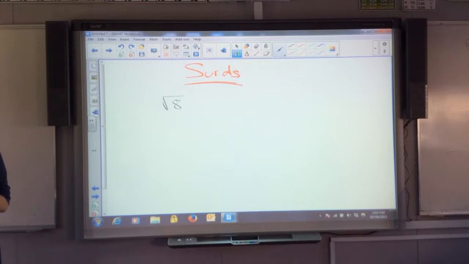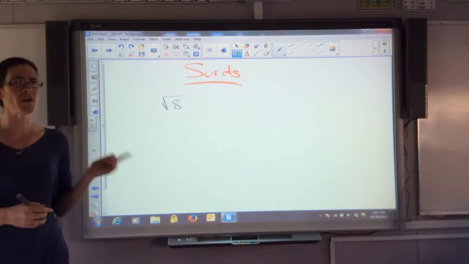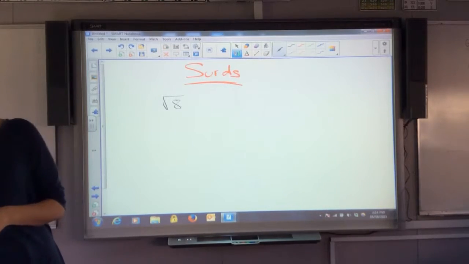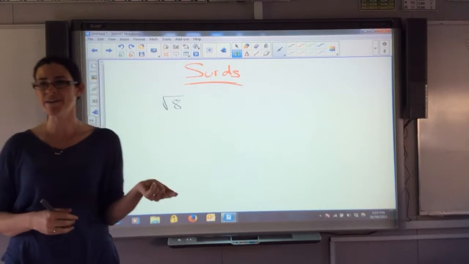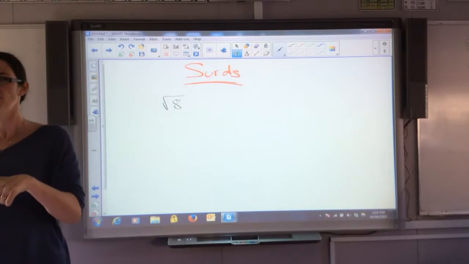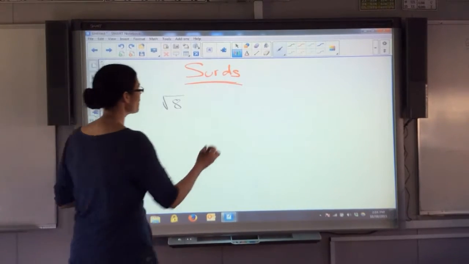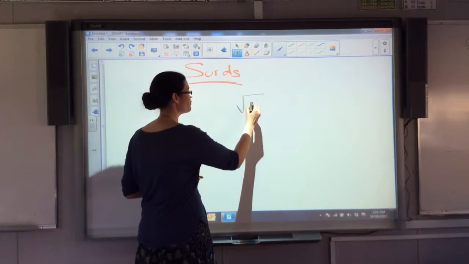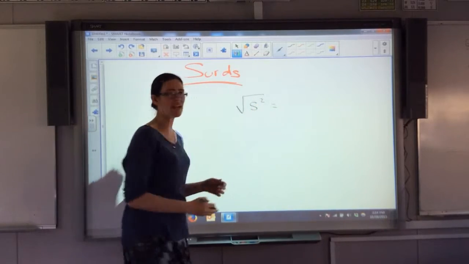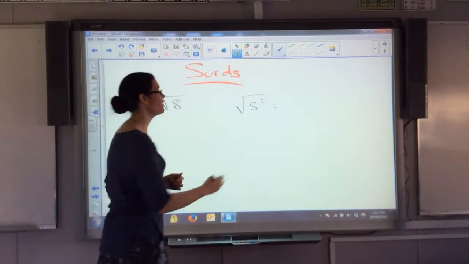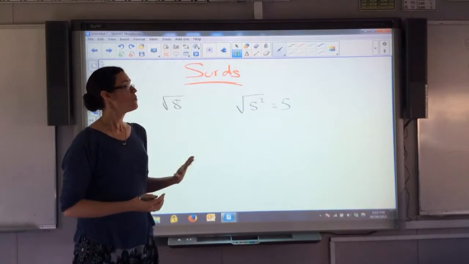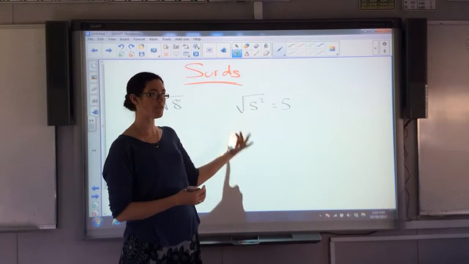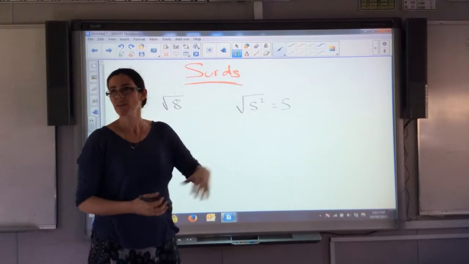Now, there's something that we know about square roots. Square roots are the opposite of what? Squaring. So if I have a number and I square it and then I square root it, I get the same number back again. So if I had the square root of 5 squared, what would the answer have to be? 5. Because I haven't done anything, have I? Because I've squared then square rooted. Well, if I squared and I got 25, square root, I get back to 5.